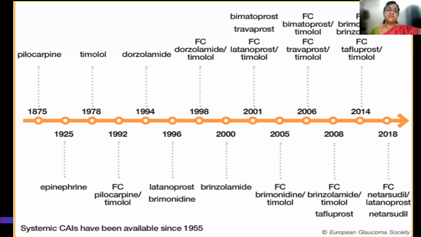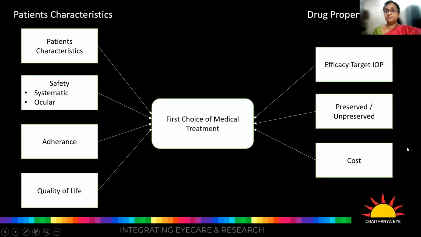Way back in 1875, pilocarpine was there, then came the timolol, and then the carbonic anhydrase inhibitors. Epinephrine is no more there. Latanoprost came up in 96, followed by the carbonic anhydrase inhibitors, brinzolamide, travoprost, and bimatoprost came up in 2006, tafluprost in 2008, and finally the ROCK inhibitors came up in 2018.